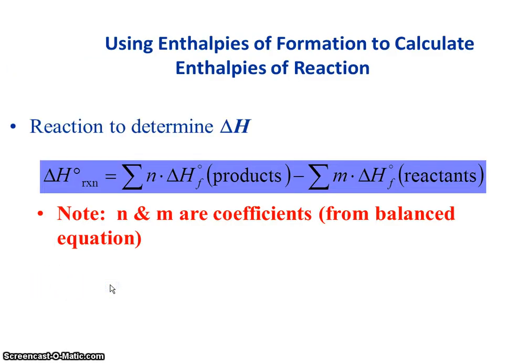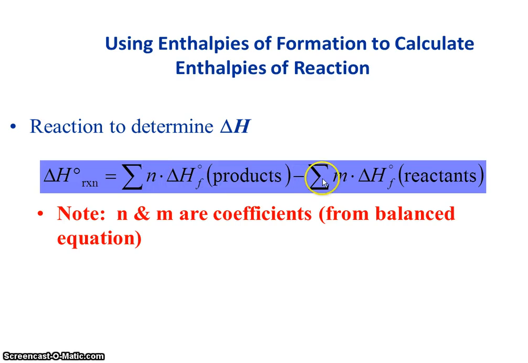So here's the equation that we're going to be using to determine delta H. Again, we saw how we can use Hess's law. We saw how we can use calorimetry to define the change in enthalpy, delta H. Well, here's a third way. It simply says, and you might remember this from first year chemistry, the delta H of a reaction is equal to the sum of the heats of formation of all the products minus the sum of the heats of formation of all the reactants.